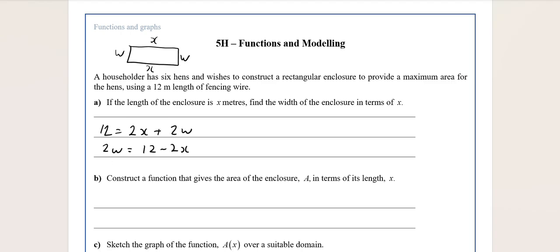So if I divide everything by 2, I'm going to get w equal to 12 divided by 2 is 6, 2x divided by 2 is just x. So the width is just going to be 6 minus whatever the length happens to be. This is just getting our first question answered.